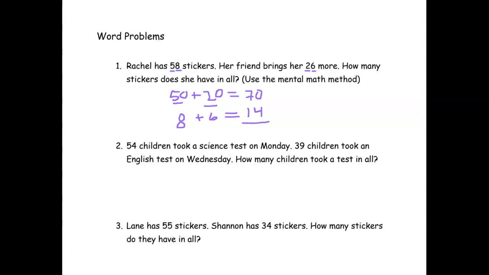Okay, now from here, we can also add the tens and the ones. So 70 plus 10, that is 80, which is just 8 in the tens place. And then 0 plus 4 we know is just 4. So that means, how many stickers does she have in all? That means Rachel has a total of 84 stickers.